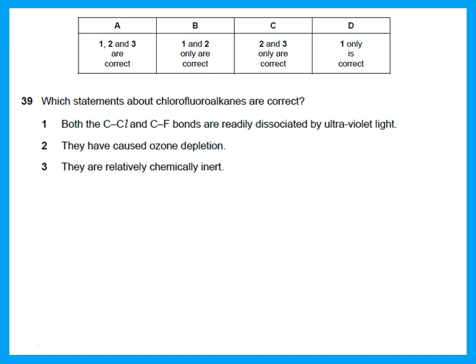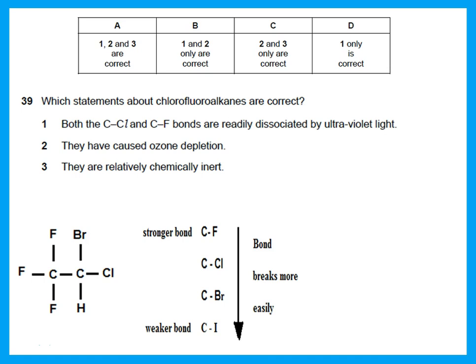Which statements about chlorofluoroalkanes are correct? What are chlorofluoroalkanes? They are alkanes that have fluorine, chlorine, bromine. Both the C-Cl and the C-F bonds are readily dissociated by UV light. Okay, if we look at this, which bonds will be readily broken? Remember that the C-F bond is a very strong bond. So the last bond that will probably break is the C-F. C-Cl could be easily broken. C-Br could be broken. But if he says C-F is readily dissociated, that is wrong.